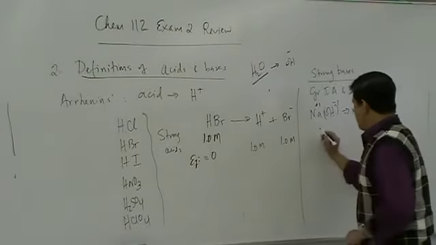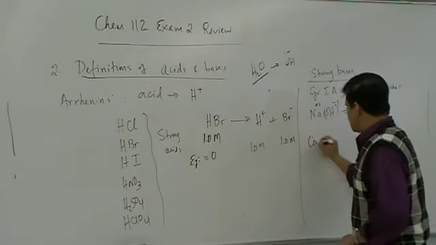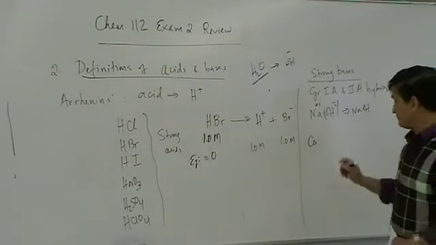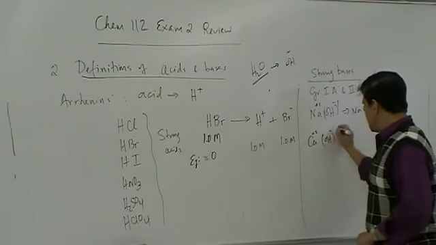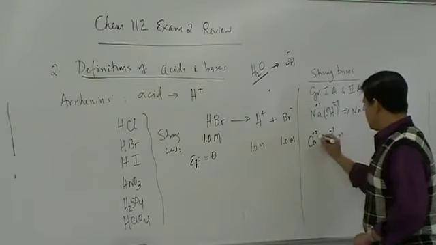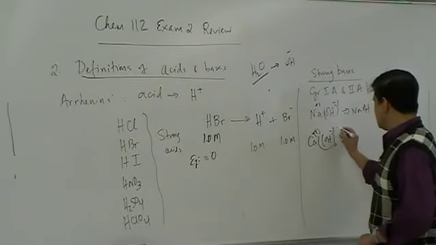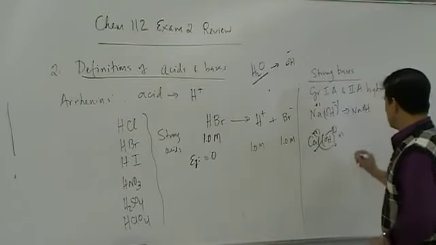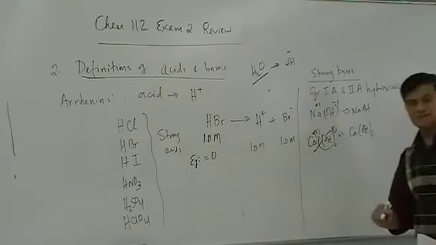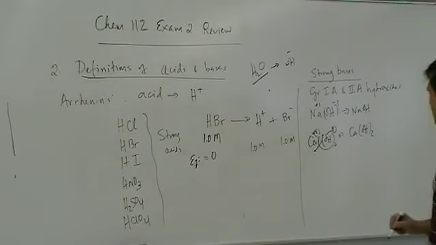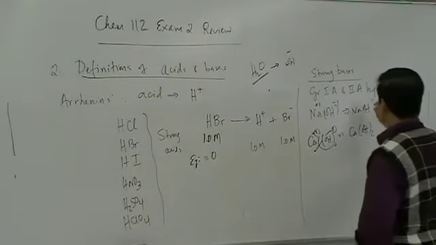If I pick one from group 2, it would be calcium. Group 2A would have +2 on calcium. Again, OH would be -1. So the formula is going to be, this number would come down here, and 1 would come down here. So you have Ca(OH)2. That's called calcium hydroxide. These are all strong bases.